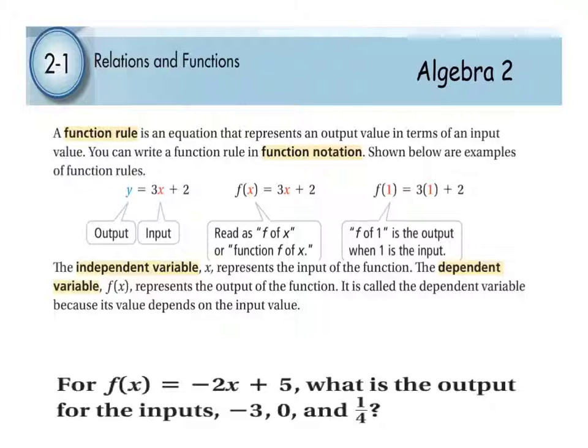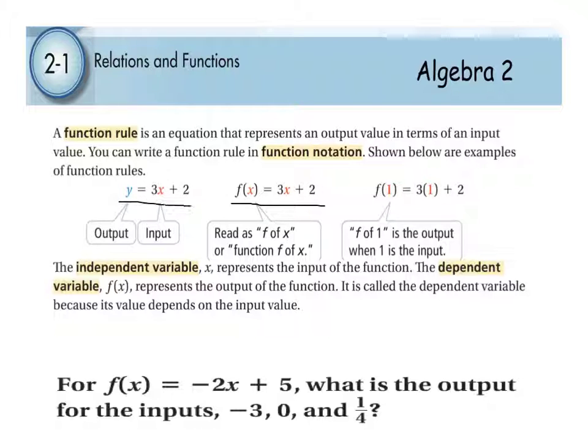It says a function rule is an equation that represents an output value in terms of an input value. Really, function rule is a simple fancy word for equation. You can write a function rule in what we call function notation. Okay, function notation looks like this.